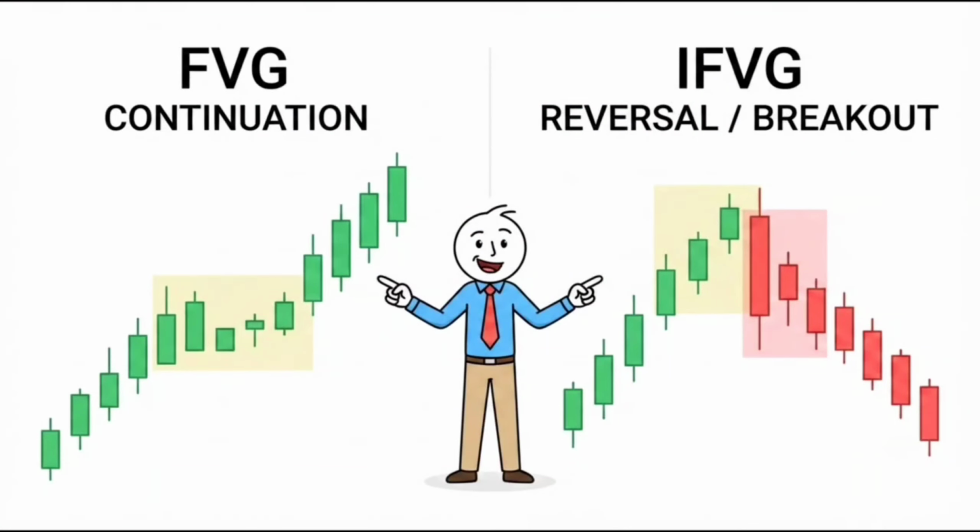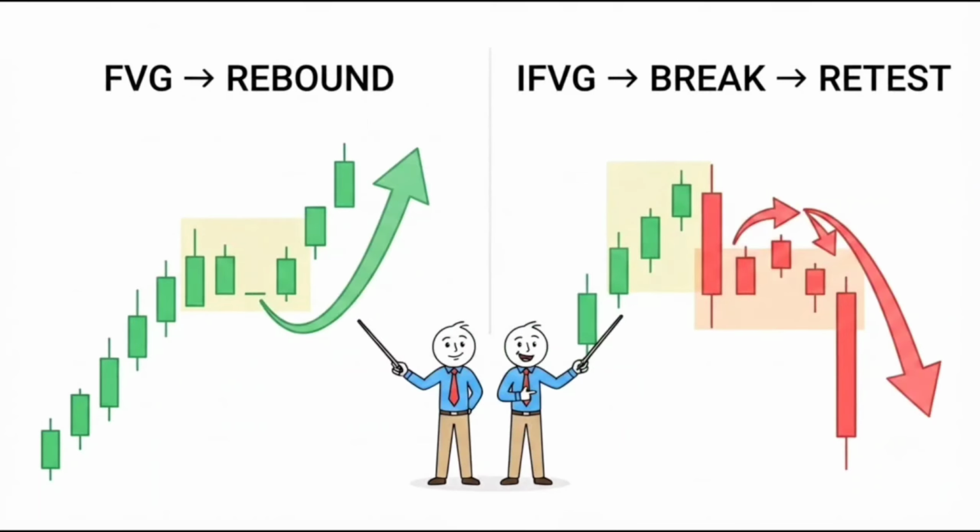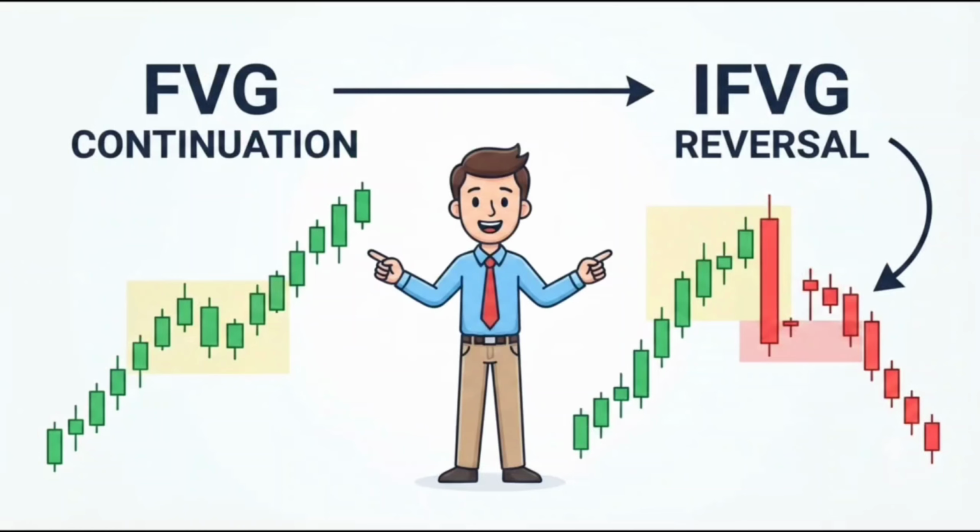So let's quickly sum up the differences between the two. Location and usage. An FVG is an intact gap used for trend continuation. On the other hand, an IFVG is a broken gap used for trend reversals or breakout trades. Behavior. Price rebounds from an FVG, whereas price breaks an IFVG and then retests it, reacting as support or resistance.